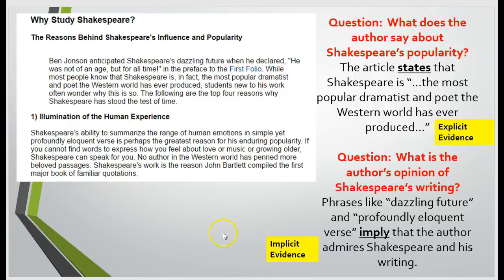It's not directly stated. So I go back and I see phrases like dazzling future. I see things like, in the second paragraph, Shakespeare's ability to summarize the range of human emotions in simple yet profoundly eloquent verse. Those are very positive phrases, right? And it implies that the author admires Shakespeare and his writing. So that's what implicit evidence looks like versus explicit evidence. And it's important to see that both of those things are working in an informational text at the same time.